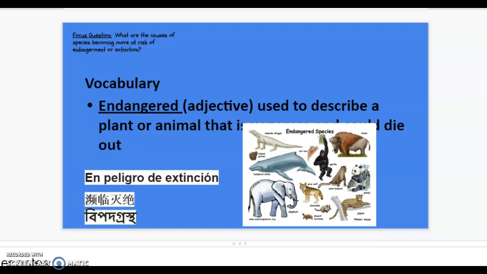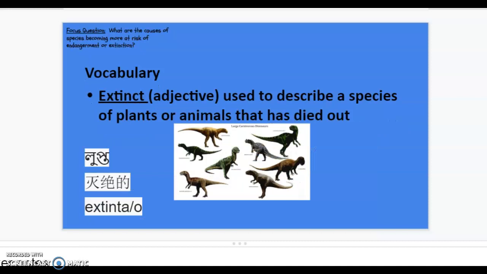Some review for vocabulary for today's lesson. First word is endangered, which we spoke about yesterday. You will be reading about several animals that are endangered today. And the second word is extinct. We will be reading the causes of extinction.